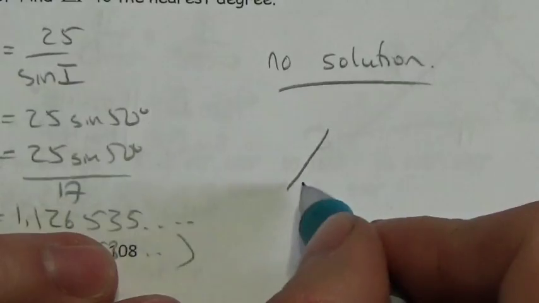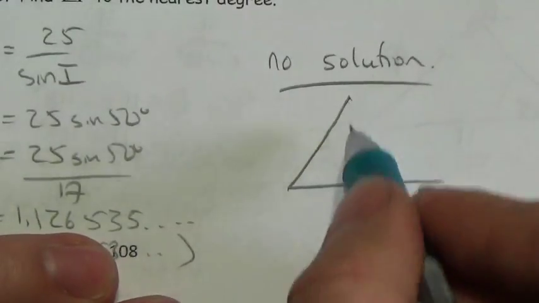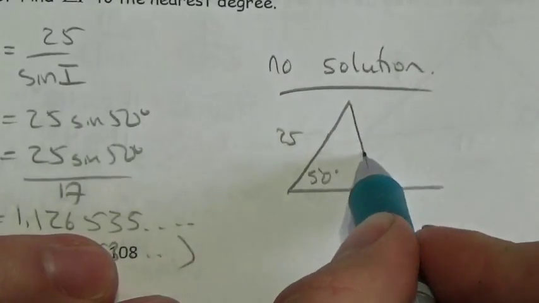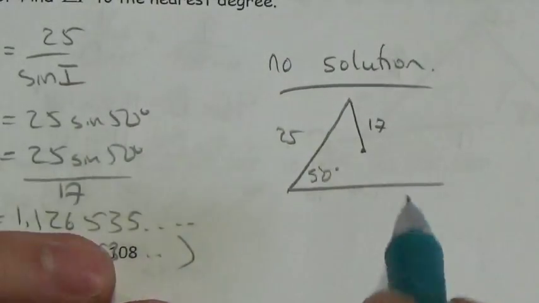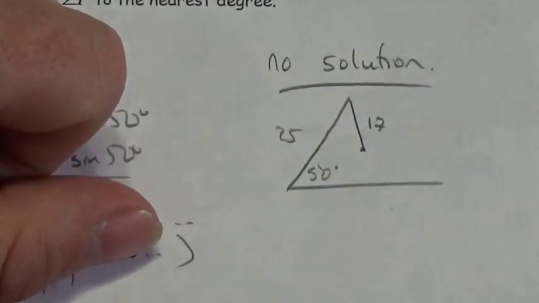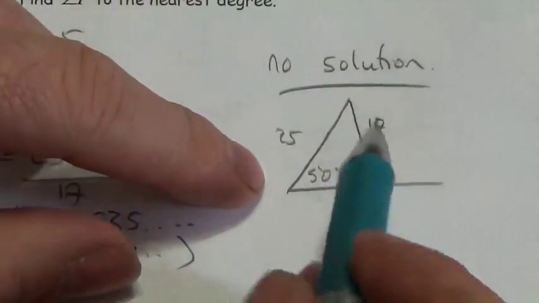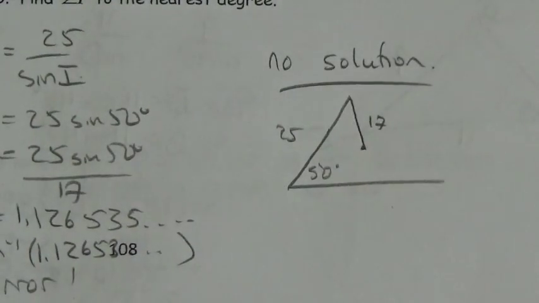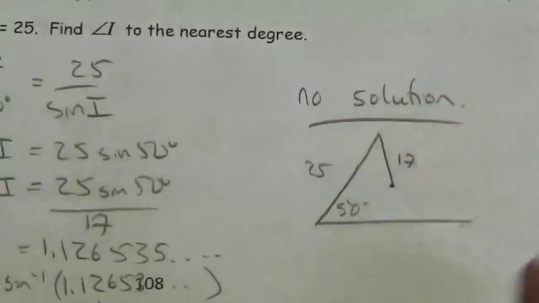Okay, based on the information that we gave here, this is 50 degrees, this was 25. That other side there, that 17, wasn't even long enough to connect to the base of this triangle, or quote-unquote triangle. So there's no solution. This isn't even a possible triangle that we're describing. So those are your three scenarios here: no solution, one solution, or as we saw on the previous page, two solutions.